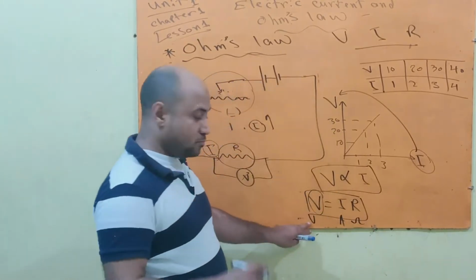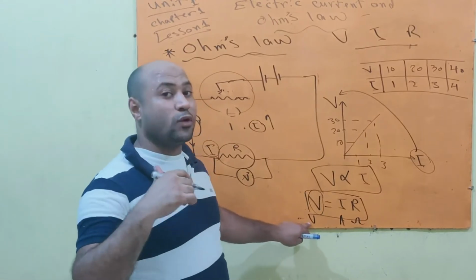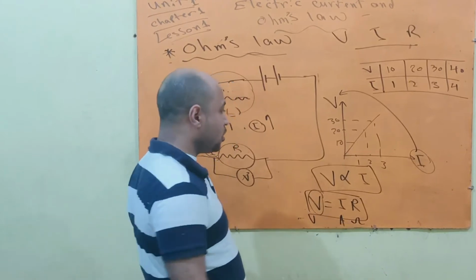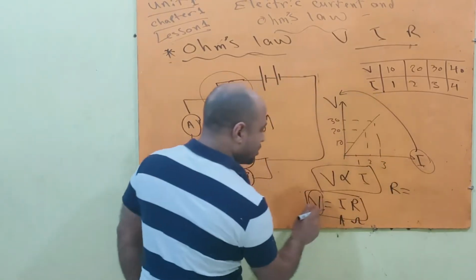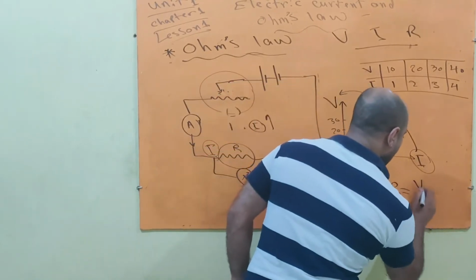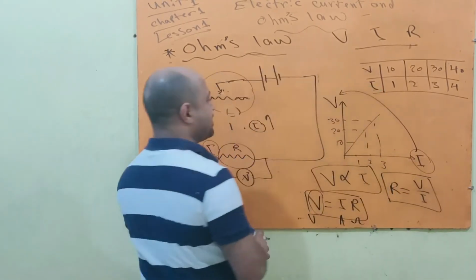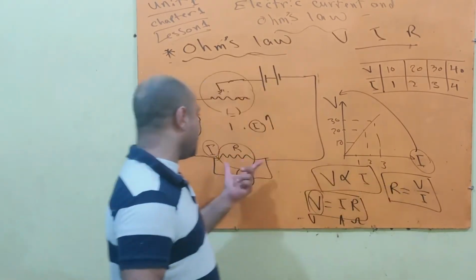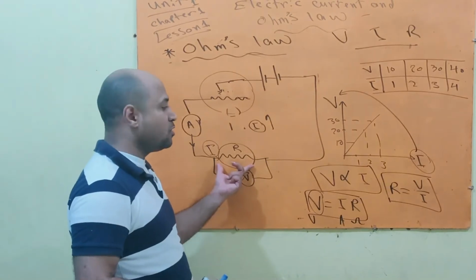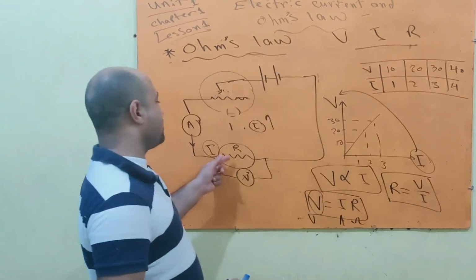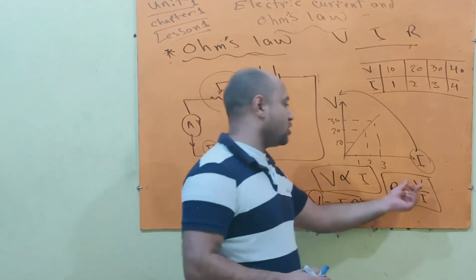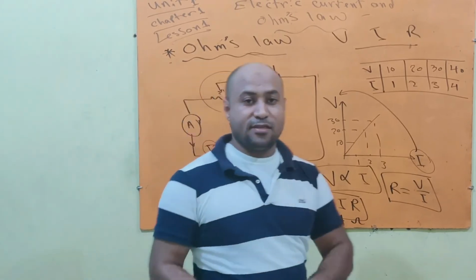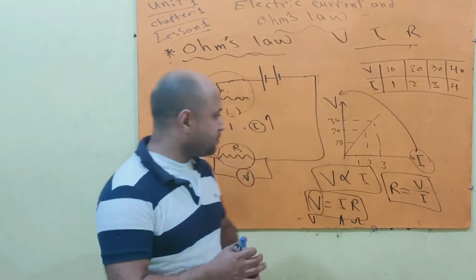So, if you remember, volt is equivalent to what? Joule per coulomb. Also it is equivalent to ampere ohm. Okay? R equals V over I. If you remember, I told you there is another definition for the resistance. The resistance of the conductor is the ratio between the potential difference between the two terminals of this conductor to the current intensity passing through this conductor. Thank you.